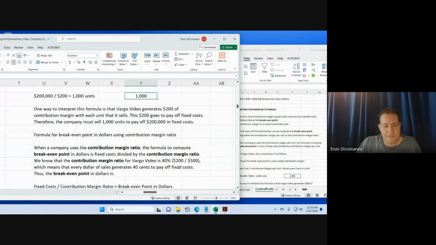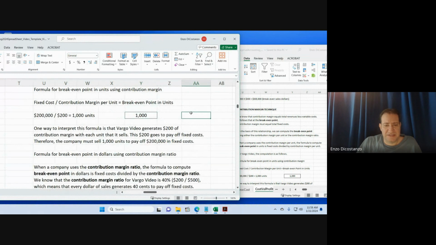A way to interpret this is the manufacturer generates $200 of contribution margin for every unit that it sells, and the 200 goes to pay off fixed costs until the 200,000 is covered. After that you're in the black, not the red, as the accountants would say. After 1,000 units, so at your 1,001st unit, you're making a profit, or you have a net income.